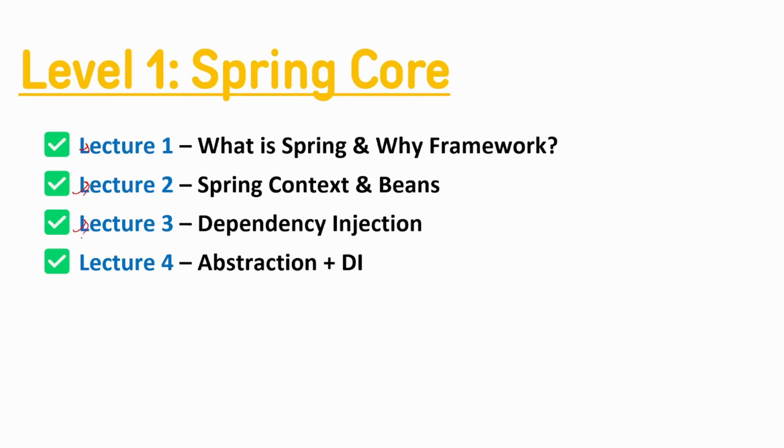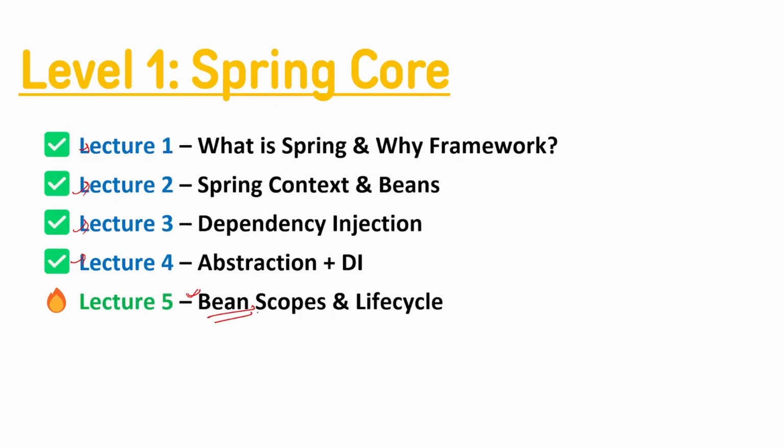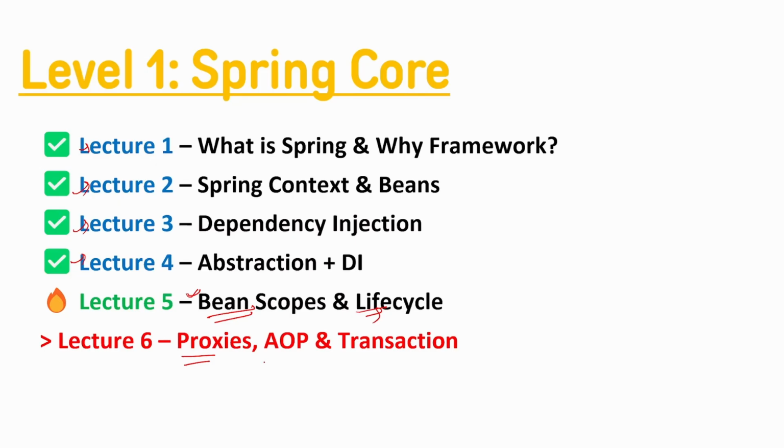In lecture 3, we learned about what a dependency is, how Spring injects dependencies, and the different methods of dependency injection, autowiring versus wiring. And in lecture 4, we learned about how abstraction can be used to achieve loose coupling, and how we can do dependency injection with abstraction. So in today's video, we are going to learn about bean scopes and the life cycle. And in the next video, we will learn about proxies, aspect-oriented programming, and transactions. So this will cover level 1, Spring Core.